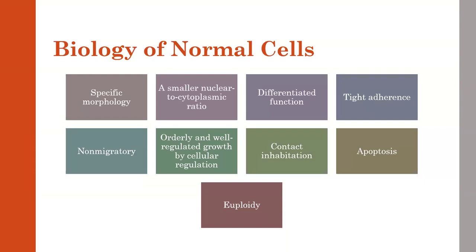Biology of normal cells: they tend to be differentiated and they do their own jobs. Tight adherence means they are bound tightly to the basement membrane. Non-migratory, they don't go places. A kidney cell is not just going to leave the kidney and decide to go hang out in the lungs. And in cancer cells, we see that.